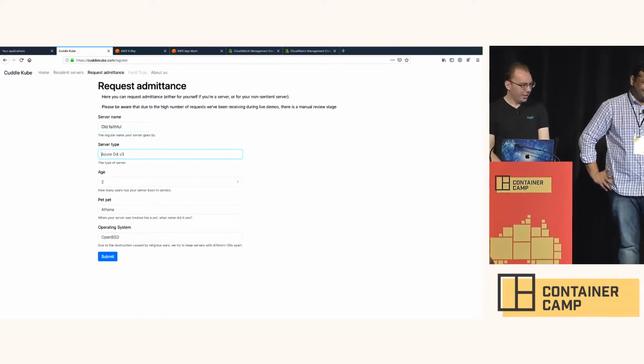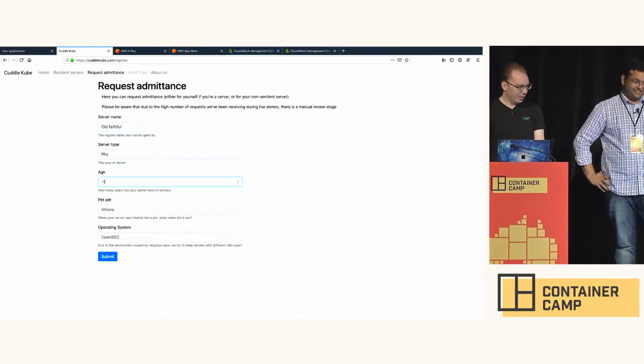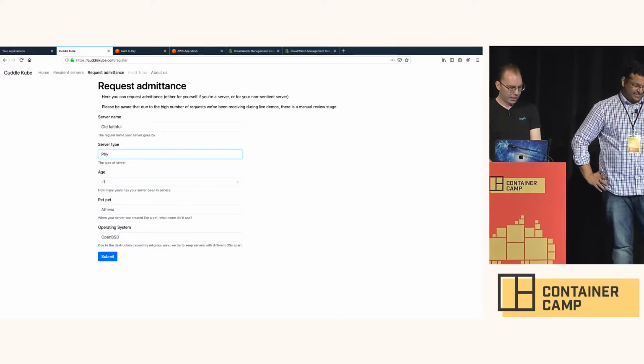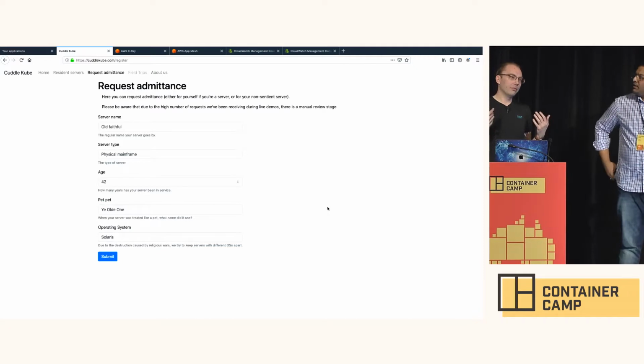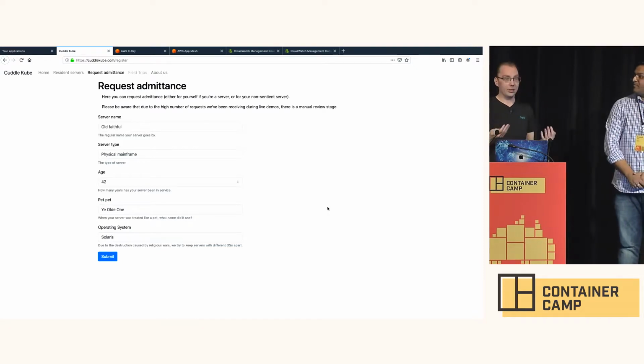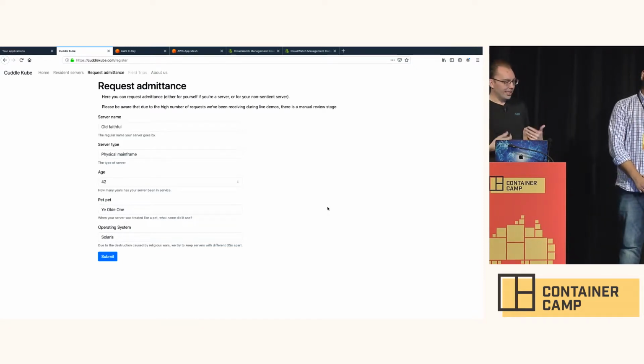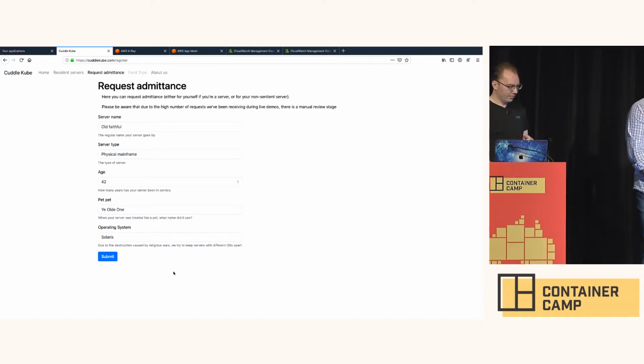A recent one we ran into was Old Faithful, which is a mainframe, and it's been running for 42 years. We like to call it the oldie one, and of course, because it's so old, it's still running Solaris. Now, this is a nice COBOL server. It was recently replaced by, unfortunately, a single Lambda function. So it needed a new home. Yeah. And so let's submit.